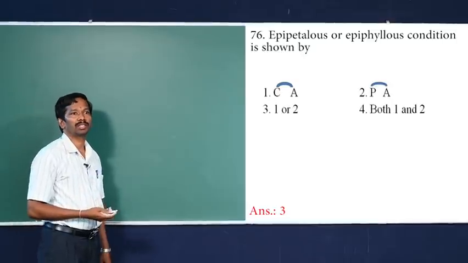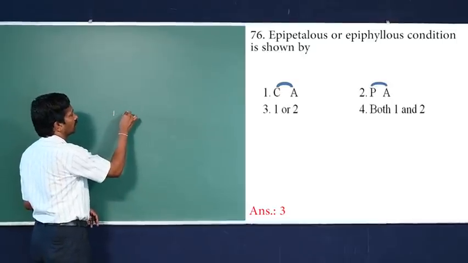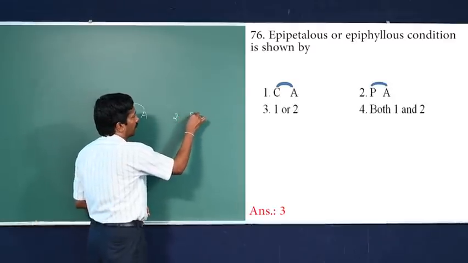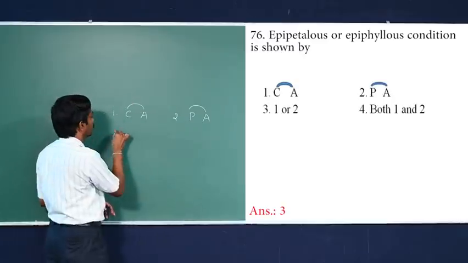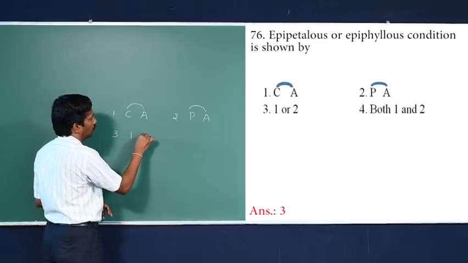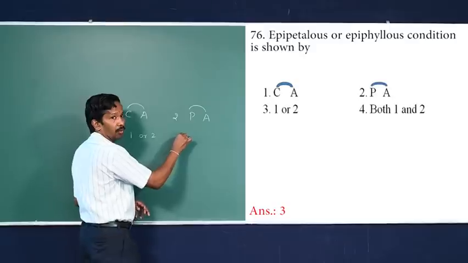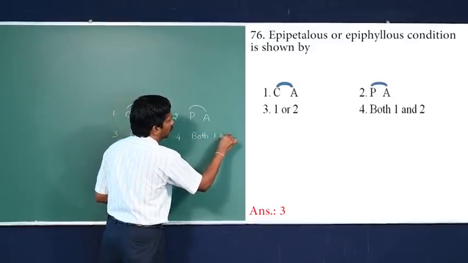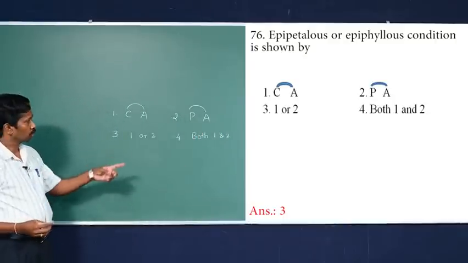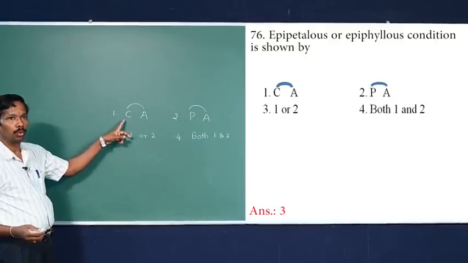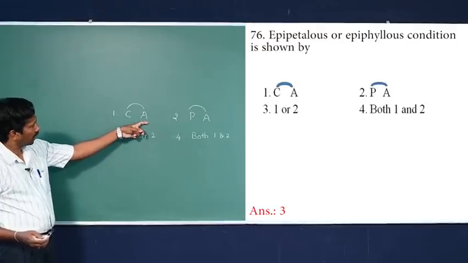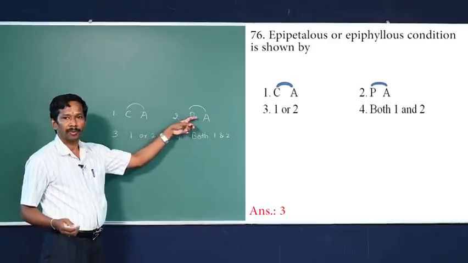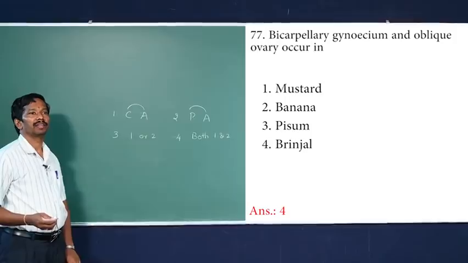Epipetalous, epiphyllous conditions are shown by option number 1 C, A, option number 2 P and A, option number 3 it is 1 or 2, option number 4 both 1 and 2. The answer should be 4, both 1 and 2. Epipetalous is androecium associated with the corolla, attached to the corolla. Epiphyllous is related with the perianth. So the answer is 4 for 76.